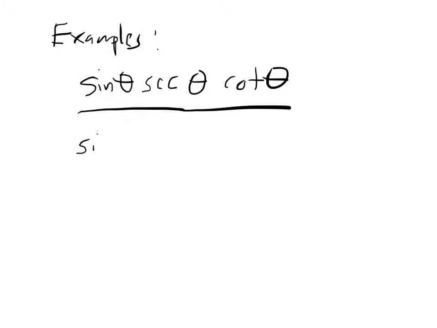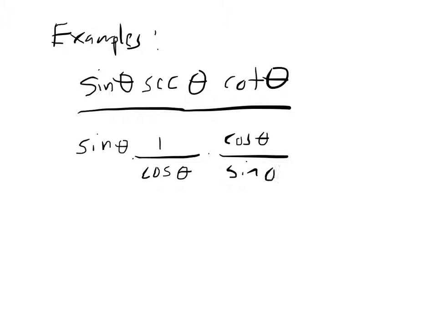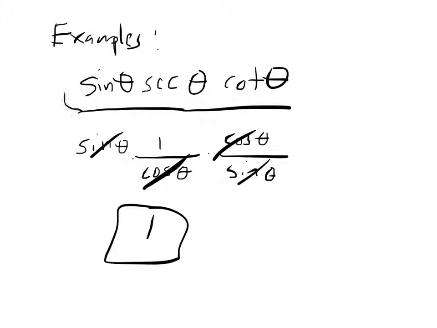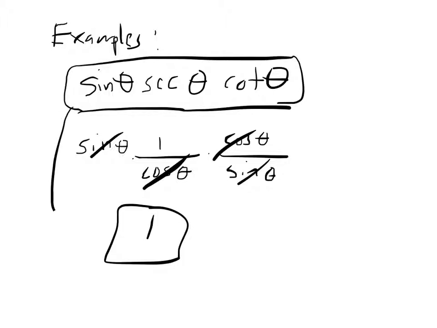And you say, okay, well, sine theta, that's about as simple as it gets. I could write that secant as 1 over cosine theta, and the cotangent is cosine theta over sine theta. And I notice then that multiplying numerators and multiplying denominators, I'm going to get things to cancel, and I'm going to end up with 1. So this expression right here is equivalent to 1, except not always.